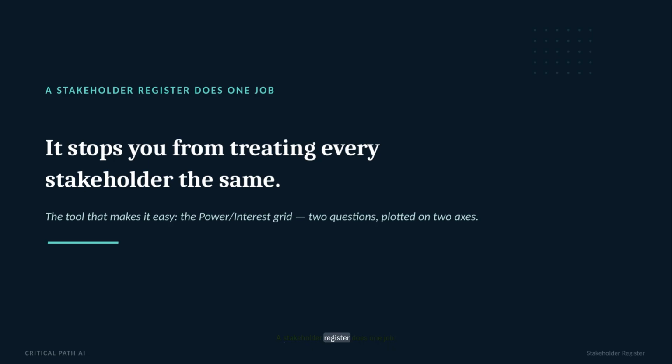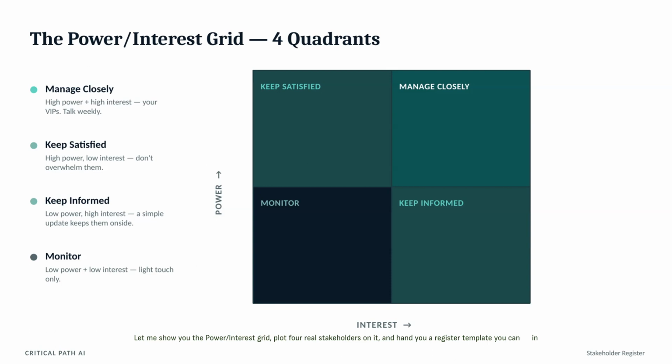A stakeholder register does one job. It stops you from treating every stakeholder the same. Let me show you the power interest grid, plot 4 real stakeholders on it, and hand you a register template you can fill in 10 minutes. And the tool that makes that easy is the power/interest grid.